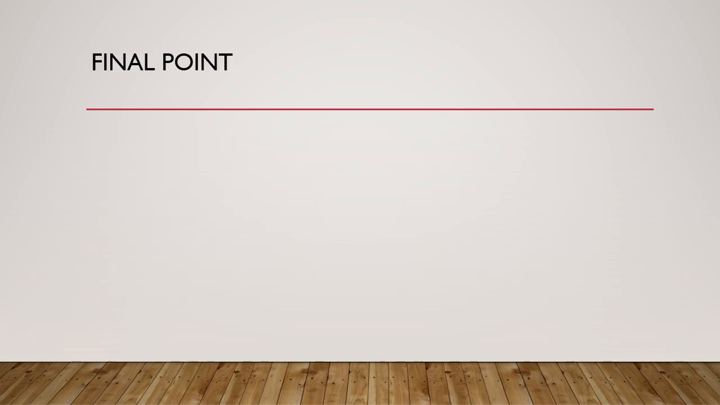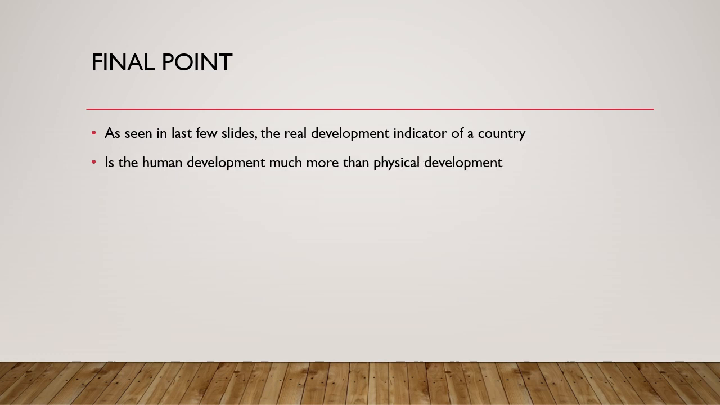Final point, which is not really related to MMT but important. As you have seen in the last few slides, the real development indicator of a country is really the human development rather than the physical infrastructure development. Why? Because it takes time to develop. And once developed, even if the physical infrastructure goes away for some reason, let's say natural calamity, if the human capital is developed, it can recreate that physical infrastructure.